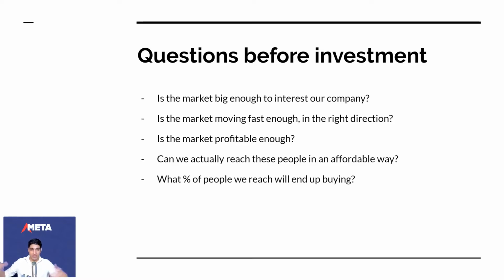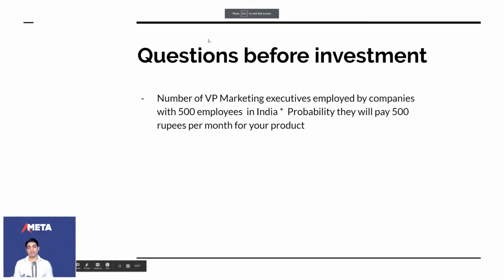It doesn't matter if you reach everybody if they're not going to open their wallet and spend money. So for example, if you're selling some B2B product, which is business to business product, at 500 rupees per month to marketing people, maybe you've built some marketing software, then your target market would be the number of VP marketing executives employed by companies with at least 500 employees in India. Maybe you're targeting big companies with at least 500 employees, into the probability they will pay 500 rupees per month for your product.